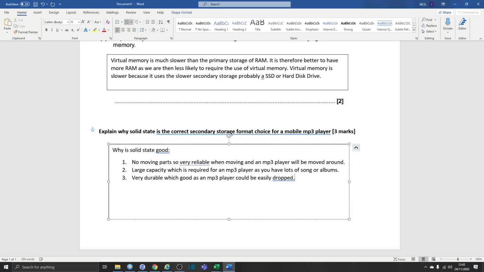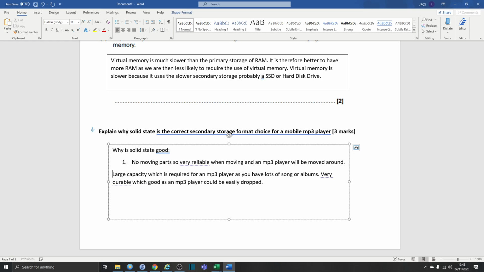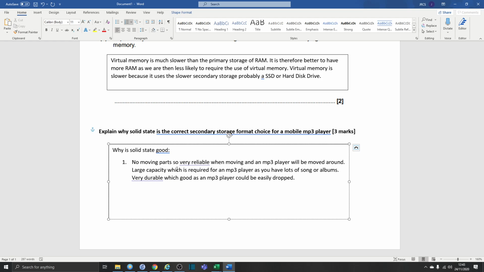There we go. They're your 3 points. You merge them together and put the words solid state in. Solid state drives have no moving parts, so they are very reliable when moving, and an MP3 player is moved around. Large capacity, which is required for MP3 players that have lots of songs and albums. Very durable, which is good as an MP3 player could be easily dropped.